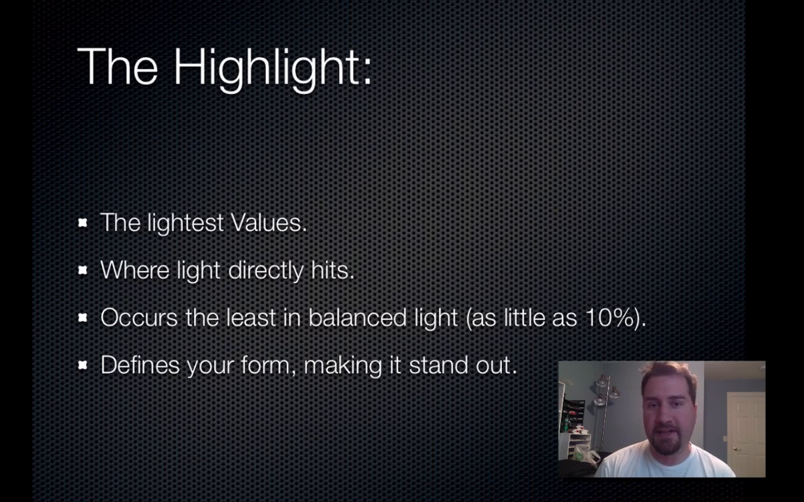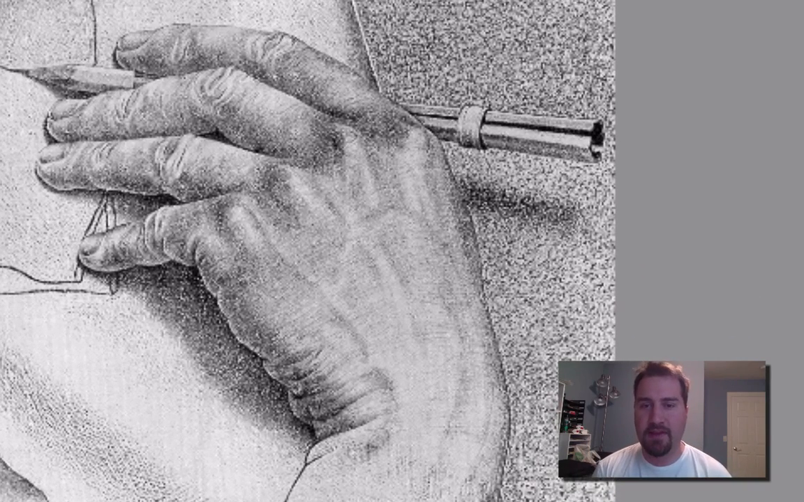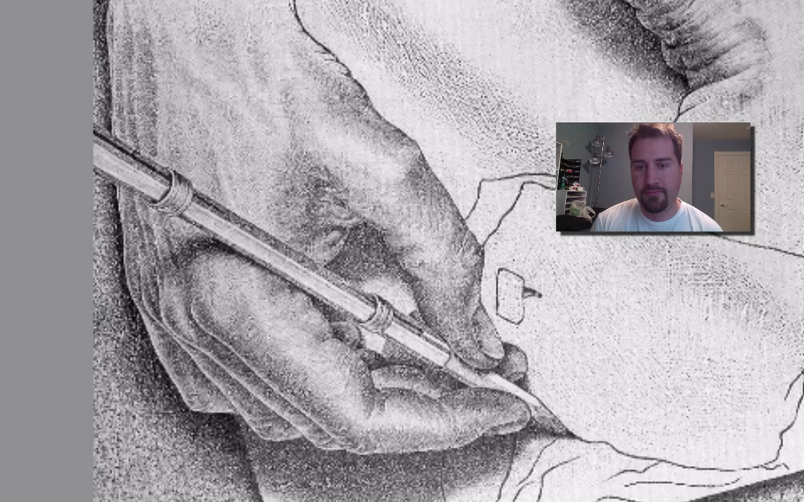The highlight defines your form. It makes it pop. It makes it stand out. If we look solely at the hands here, the highlights would be the areas of white paper. And you see there's far more gray, far more pencil lead spread over the hands than there is white paper visible. It's the highlights that make the veins pop out. It's the highlights that separate the gray fingers from each other.